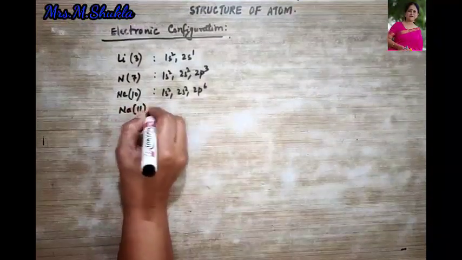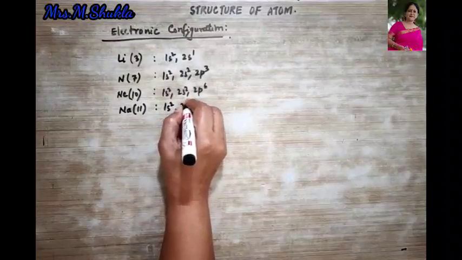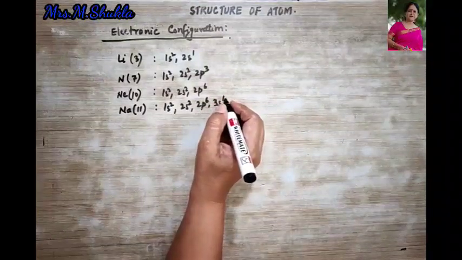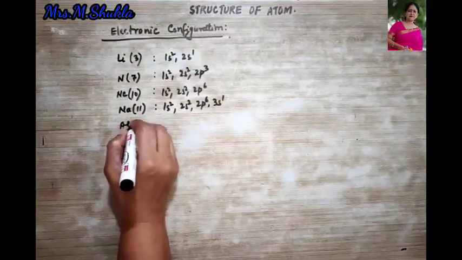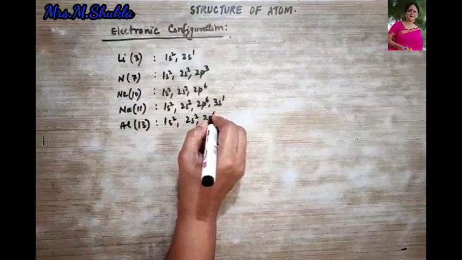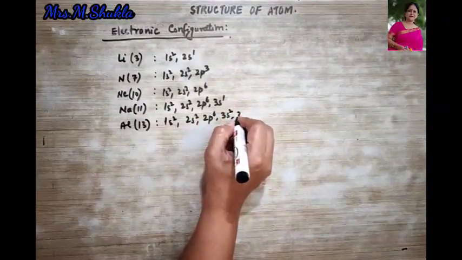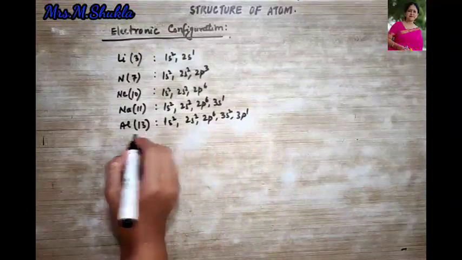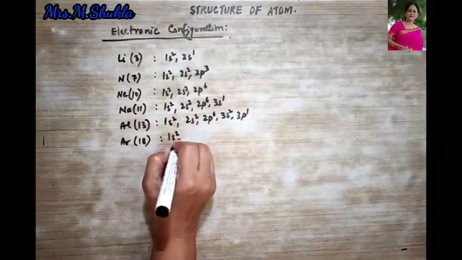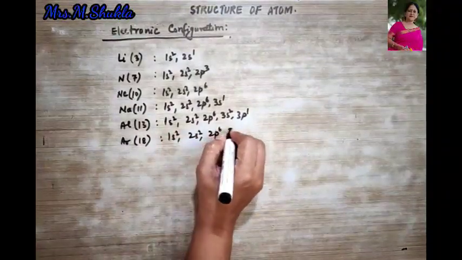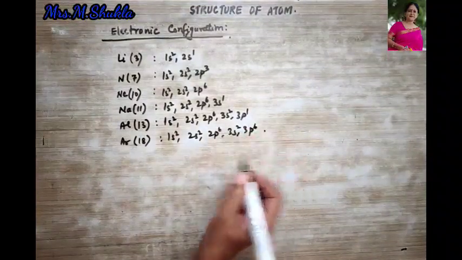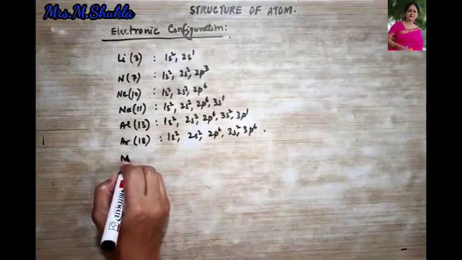Next, sodium, atomic number 11. So 1s2, 2s2, 2p6, 3s1. Okay, then next let's talk about aluminium, atomic number 13. 1s2, 2s2, 2p6, 3s2, 3p1. Then let's take argon. Argon's atomic number is 18. So 1s2, 2s2, 2p6, 3s2, then 3p6, right?